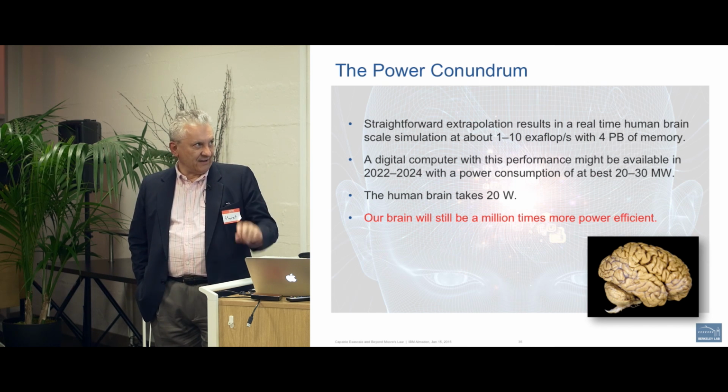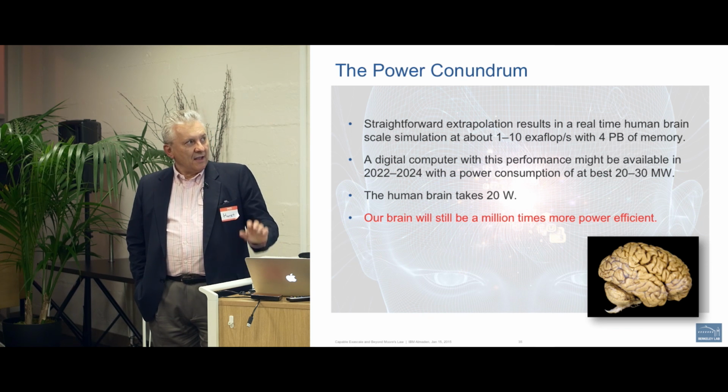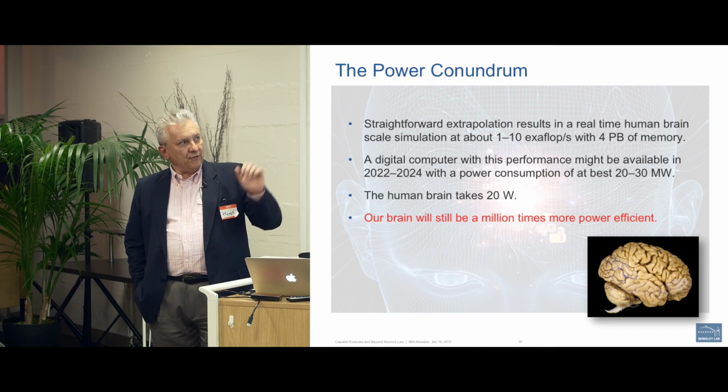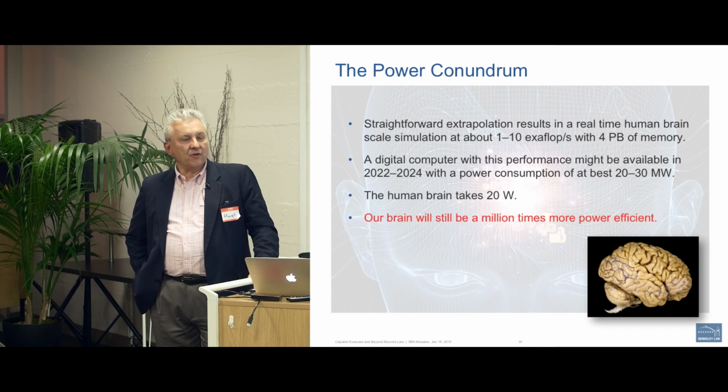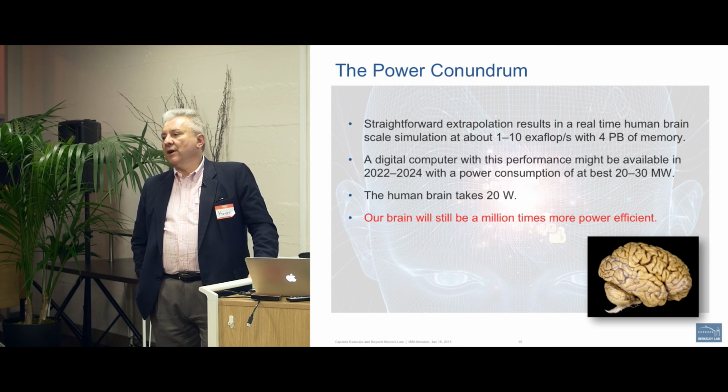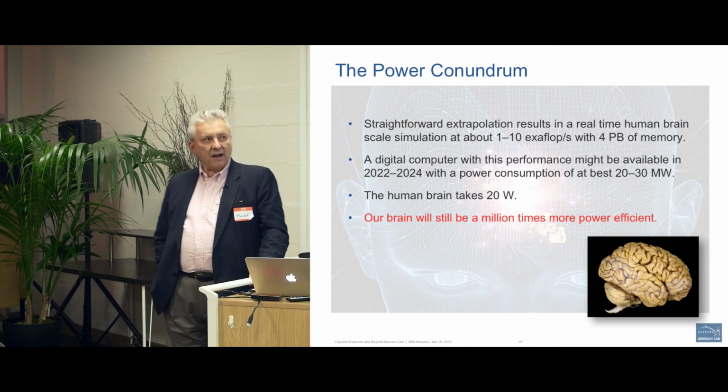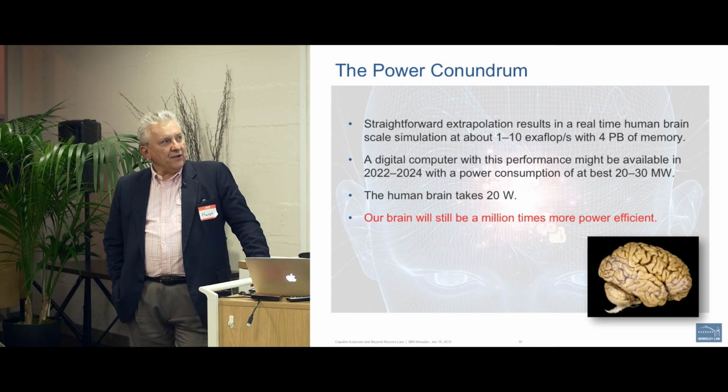There is actually a paper that my colleagues at IBM and I wrote about 2 or 3 years ago, which makes that case. But let's take what I said before, that such a computer, the first 1 to 10 exaflop computer, would take between 20 and 30 megawatts. Then you have basically a 10 exaflop computer taking 20 megawatts to do about the same thing that the human brain does in 20 watts.